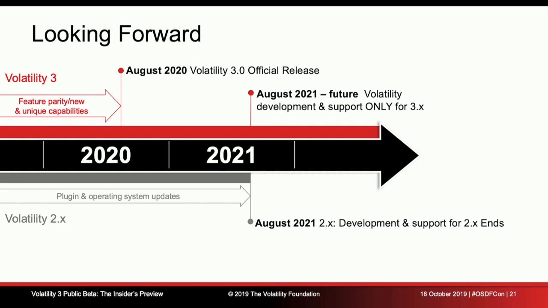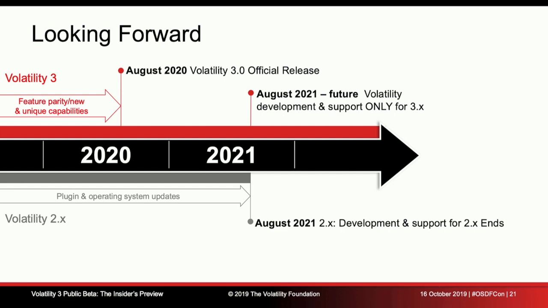So the idea is that from now until August next year, August 2020, we will be working on Volatility 3, trying to get it to feature parity with Volatility 2. As of now, I checked last night, there's about 65 plugins in Volatility 3, where in Volatility 2 there's about 260 plugins. Now, that's not a perfect one-to-one comparison.